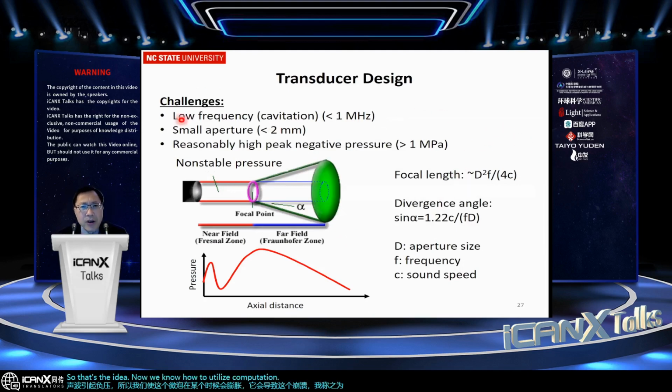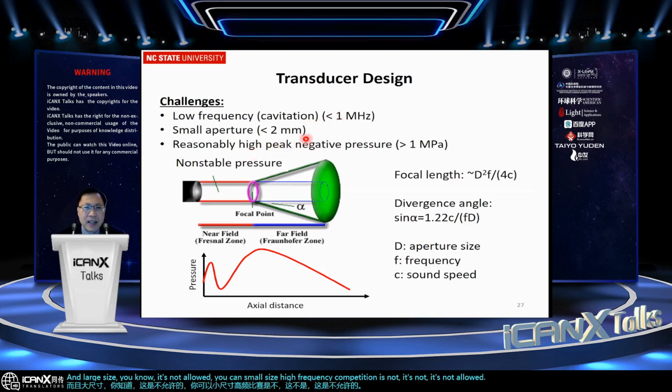But for cavitation, we all know low frequency is a favorite, normally lower than 1 megahertz, right? And for the blood vessel, intravascular, we need a small aperture. And the small aperture usually is less than 2 millimeters. It's small. And we all know low frequency and small aperture do not get along well. Low frequency usually means large aperture, large size, right? And large size is not allowed. If you get small size, high frequency, cavitation is not allowed.